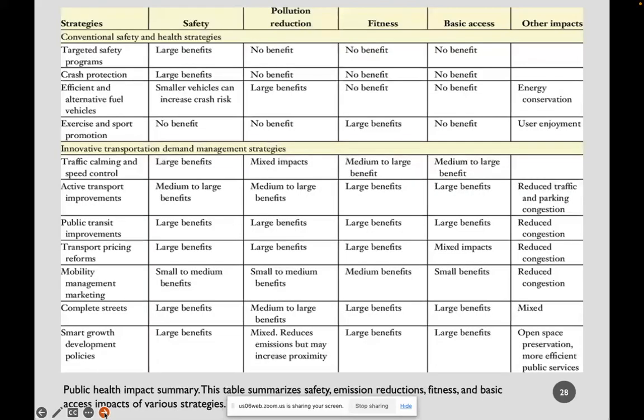This is another example of an impact table. This is looking at emissions from a Complete Streets project, and thinking about some of the strategies around safety and traffic calming and some of the different impacts over time. This is just a different way of displaying the same type of data.